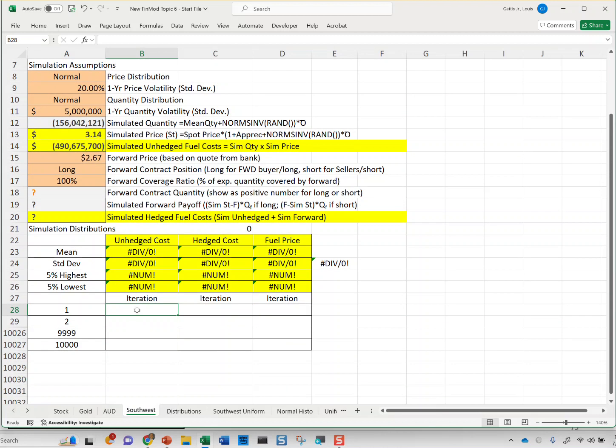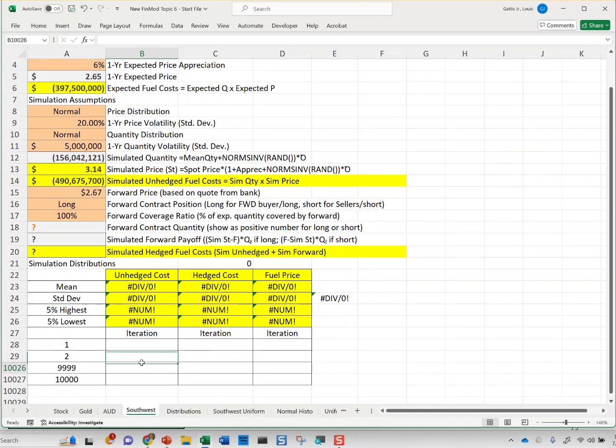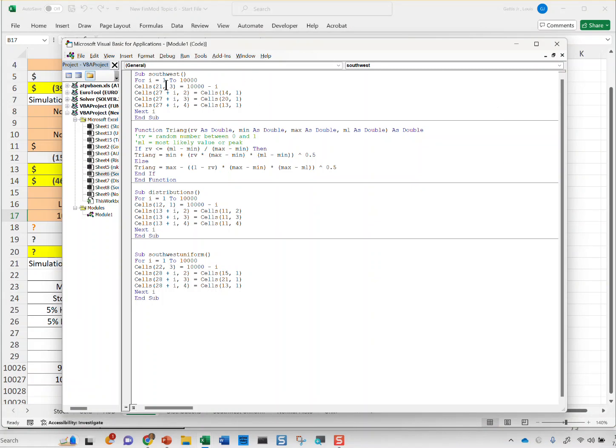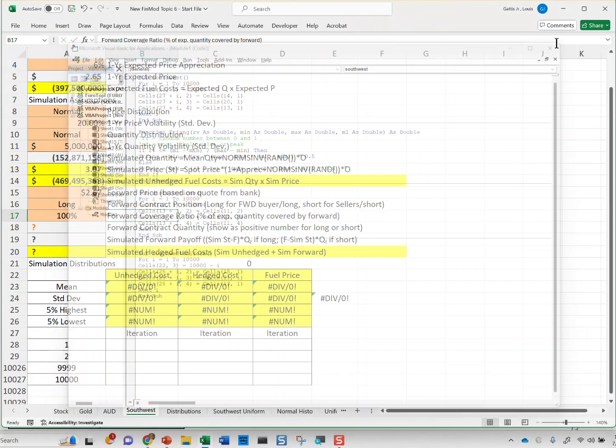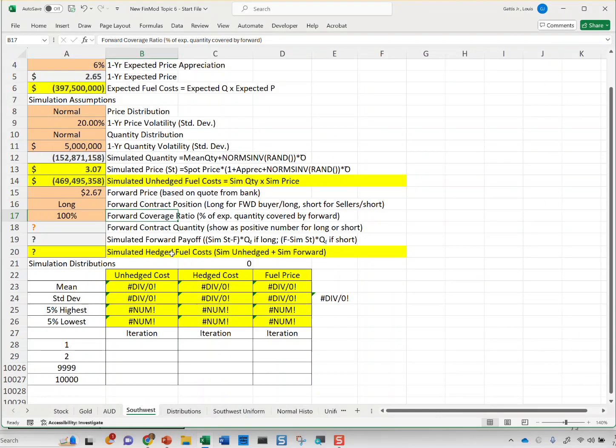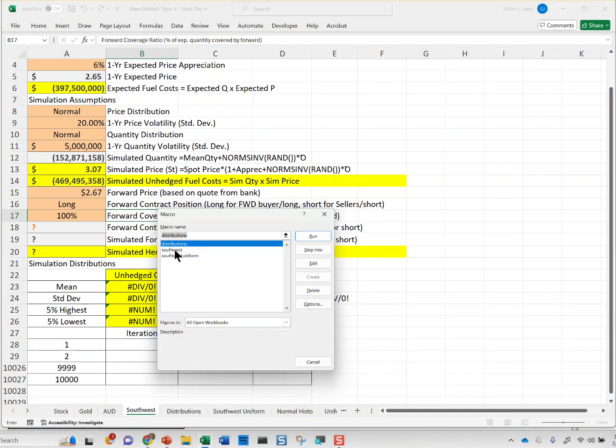Notice I'm going to put it in this cell right here, and I've hidden a bunch of rows so I can see the first two and the last two random costs. Let's take a look at our module. And there it is, sub Southwest. Let's go ahead and run that. Alt F8, run Southwest.